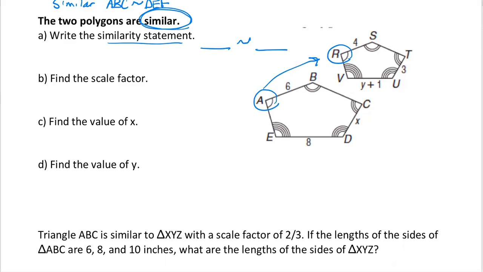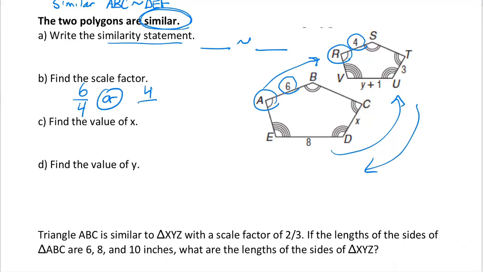The scale factor, we just need to find a side in this polygon that you know the length, which is 6, and the corresponding side would be 4. So the scale factor would be 6 to 4. You could also state, instead of going from this triangle to this triangle, if you went in the other direction, you could also say the scale factor is 4 to 6. So be careful of how you're comparing these.